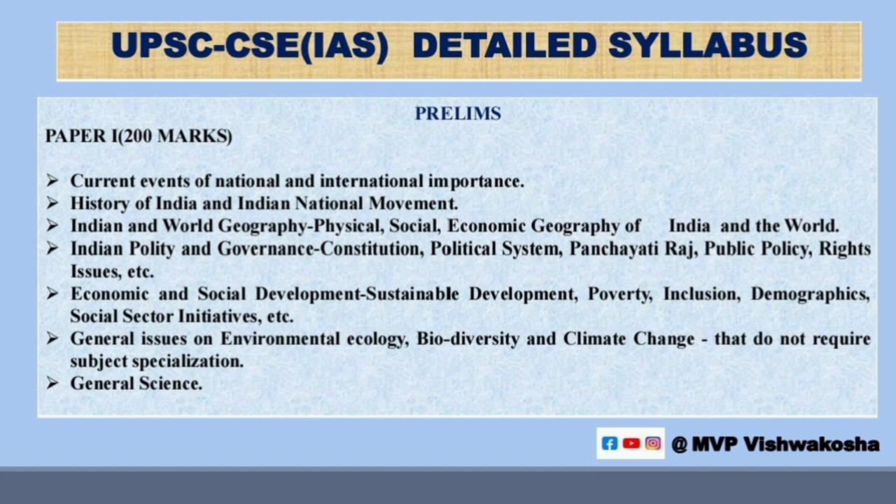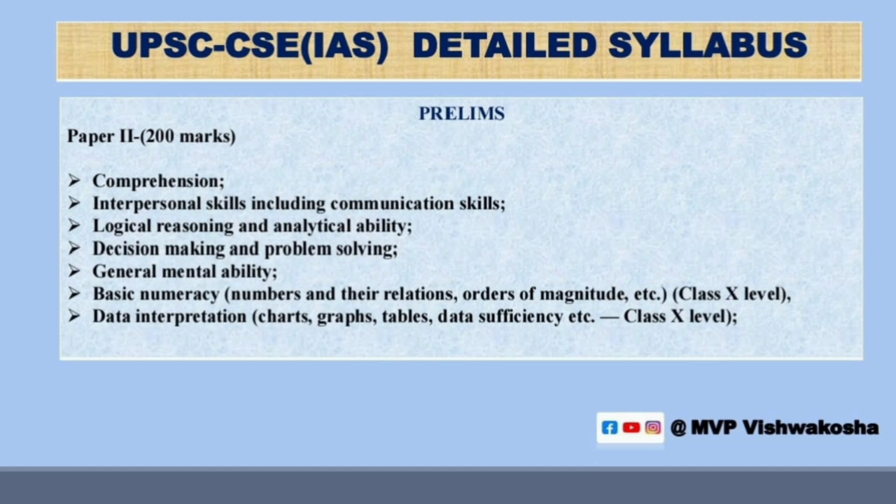In paper 2 you have to study comprehension, very very important. In comprehension reading, on average 25 to 30 questions will come in the exam. Next, interpersonal skills including communication skills, logical reasoning and analytical ability, decision making and problem solving, general mental ability, basic numeracy, that is numbers and their relations, order of magnitude, etc. Basic numeracy is, as they clearly mentioned, class 10th level. Also data interpretation: nowadays charts, graphs, and tables are not being given, but it is still in the syllabus, along with data sufficiency, etc. That is also class 10th level.